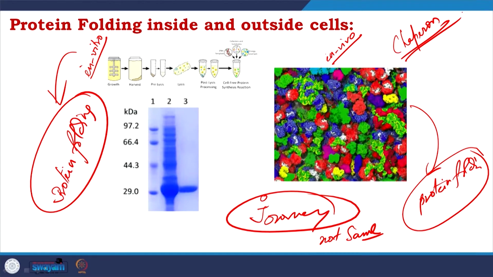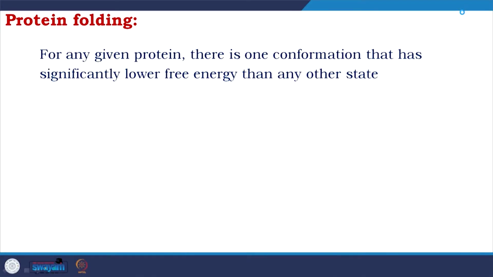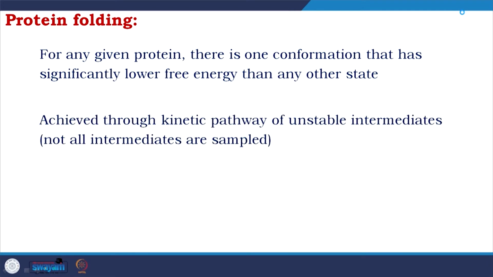So, what I am trying to say is, protein folding, the end result is the same for in vitro and in vivo situations, but the journey to attain the folded protein is different. It is not true that protein folding is not a biological phenomenon. It is still true for the in vivo system, whereas for an in vitro system it is more a physico-chemical phenomenon. So, for any given protein, there is one conformation that has significantly lower free energy than any other state. It would be achieved through a kinetic pathway of unstable intermediates.